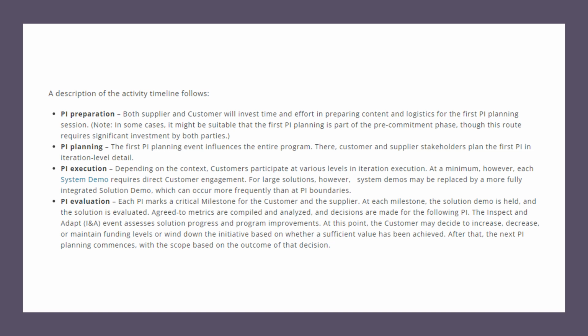In some cases, it might be suitable that the first PI planning is part of the pre-commitment phase, though this route requires a significant investment by both parties. The second step is PI planning. The first PI planning event influences the entire program. There, customer and supplier stakeholders plan the first PI in iteration level detail.